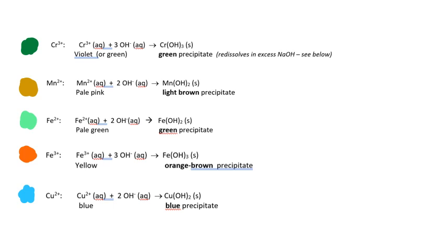Fe3+ has this kind of orange-brown colour. In the old syllabus they used the term foxy red, which I always rather liked, but these days it's a rather more prosaic orange-brown that they go for. And copper 2+ forms this blue precipitate of Cu(OH)2. So more colours to memorise, I'm afraid, but at least the equations are very simple in that case.